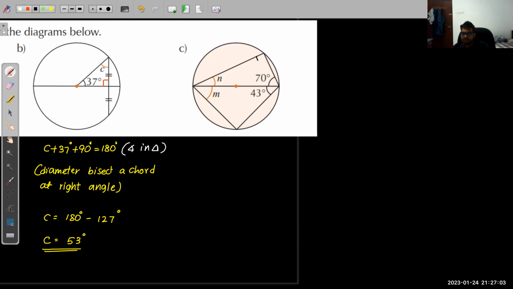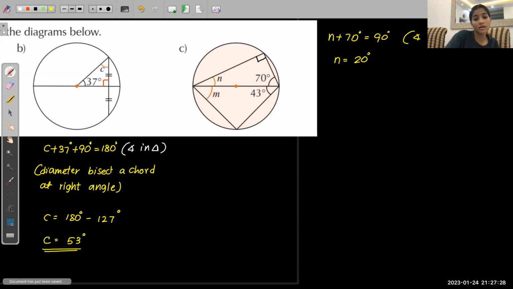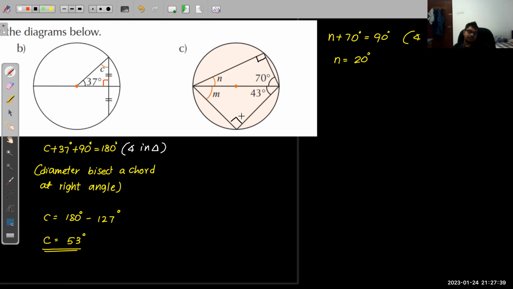This is a right angle, plus 70. Then you know what to do. If one angle is 90, N plus 70 should also be 90. Plus angle sum of triangle, N equals 20. Similarly, you can find M also. So M is then also 90, and 43 plus M must equal 90. Exactly. Very good.